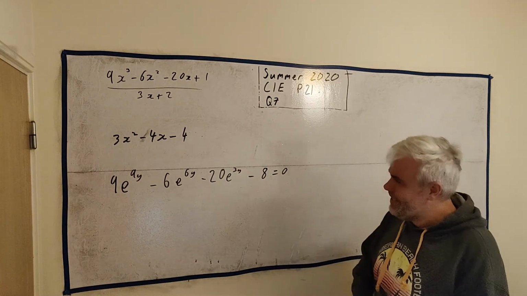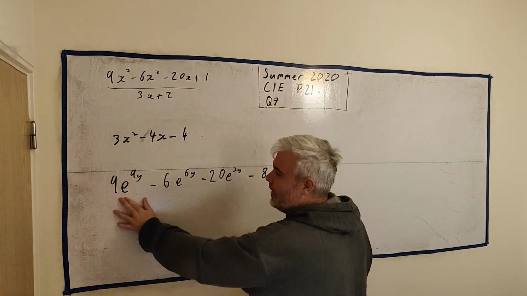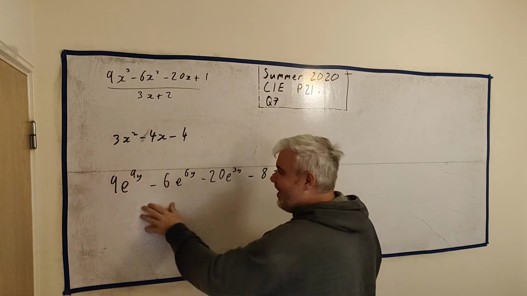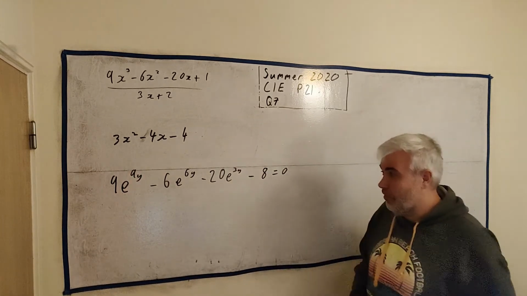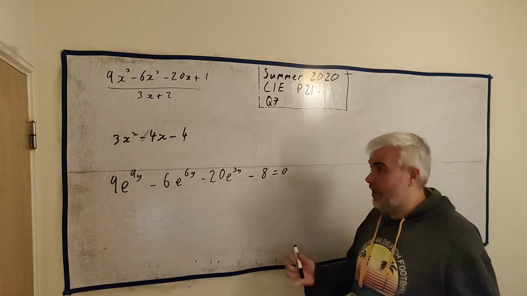Okay, in part C, they give us this nasty looking equation. 9 multiplied by the exponential of 9 multiplied by y, and so on, equals 0. It looks very scary to a lot of students. I'm sure a lot of students just threw their hands up and said, I can't do that.